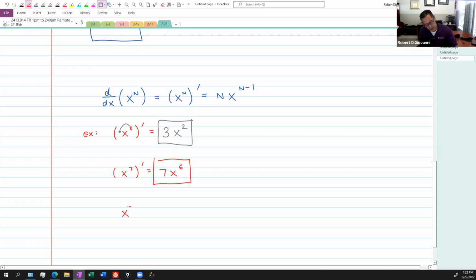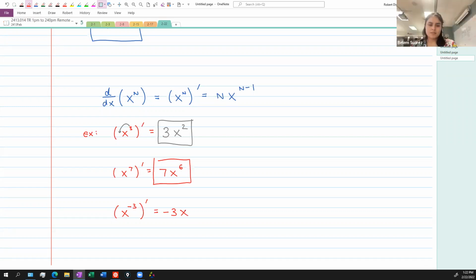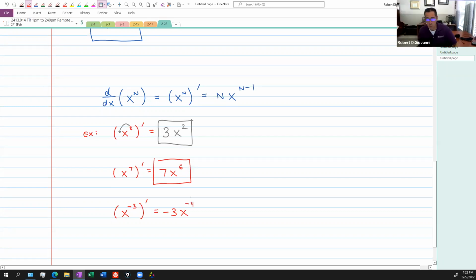What about x to the negative 3? Derivative. Bring the negative 3 out. X to what power? Be careful. Negative 4. You have to subtract 1 from negative 3. So you're taking negative 3 and subtracting 1, you get negative 4. Now, I want to remind you, this is the same as writing negative 3 over x to the 4th power. Remember, if you have a negative exponent on your variable x, you can drop it down to the bottom, right?